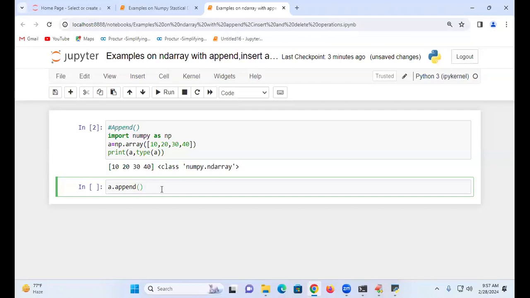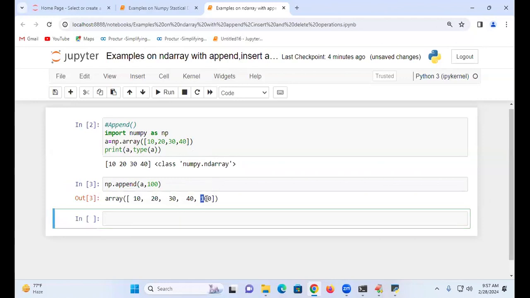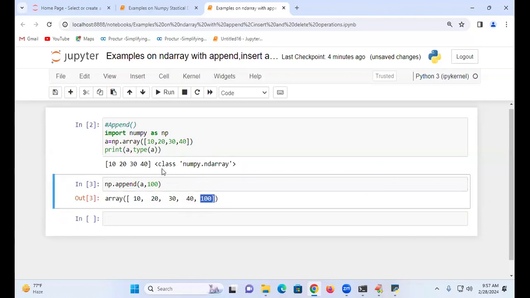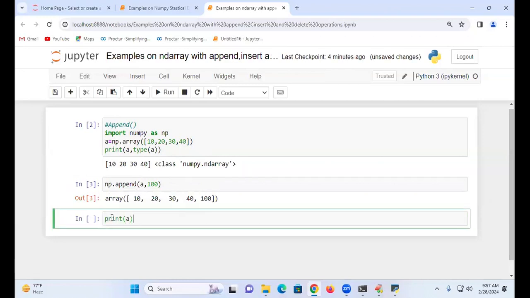np.append of A comma, what is A? ND array object, comma 100. What is this 100? A value added to whom? A. At the end of that, it will be added. Append function you already learned with respect to list. Same thing here also. Understand? But when I print A, what are the values printed?